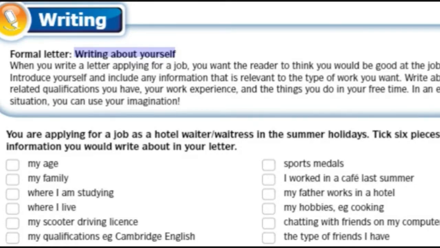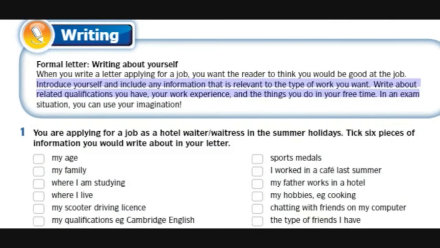When you write a letter applying for a job, you want the reader to think you would be good at the job. Okay, the reader here refers to the boss or the manager of that company, of the job that you're applying. So in your letter, you need to introduce yourself and include any information that is relevant to the type of work you want. Write about related qualifications you have. Qualifications I have explained in the previous lesson. It means the education qualifications you have.